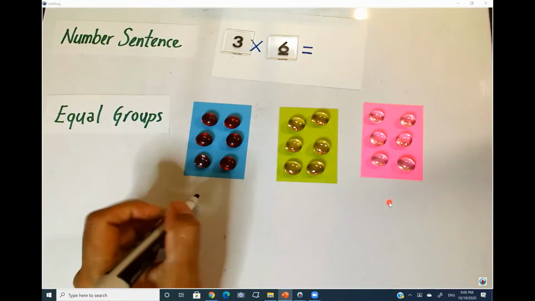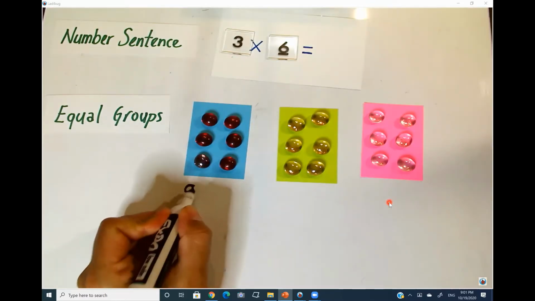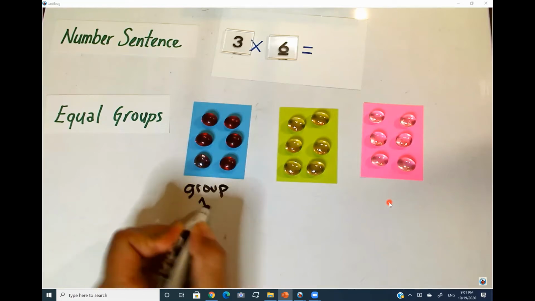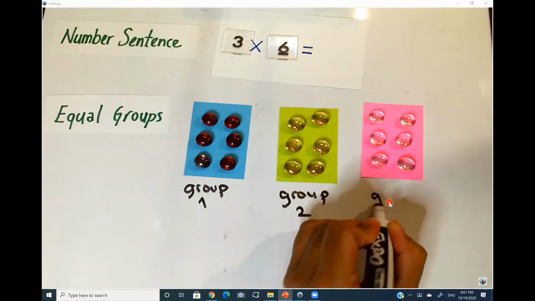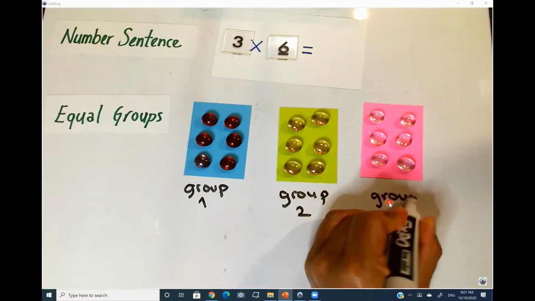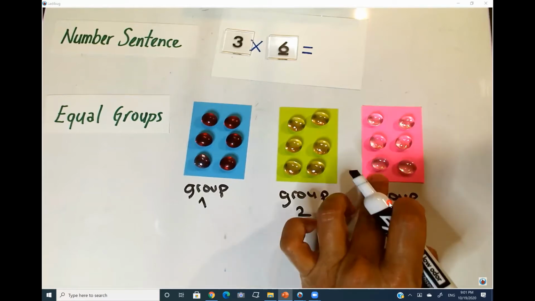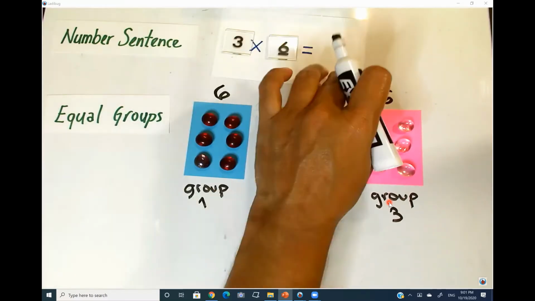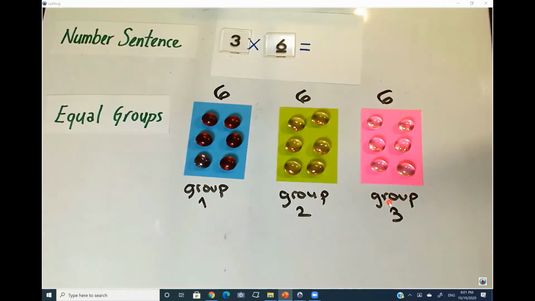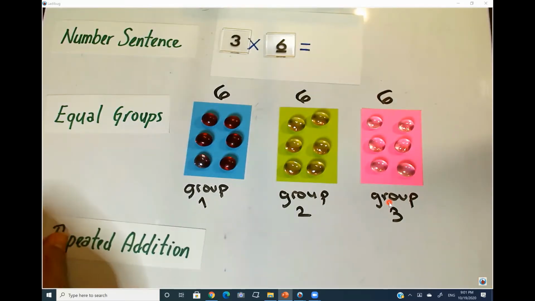So this is going to be group 1. This is going to be group 2. And this is going to be group 3. And we know that each group has 6, 6, and 6. This is going to take us to the next representation, which is going to be repeated addition.